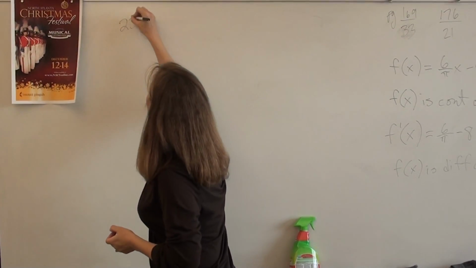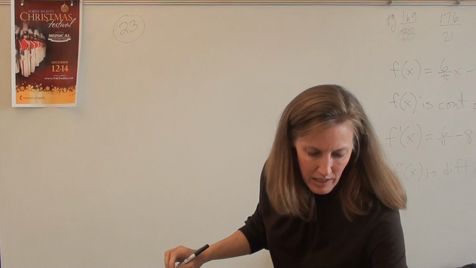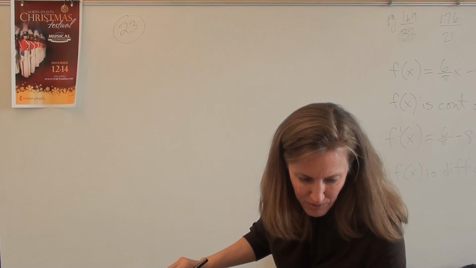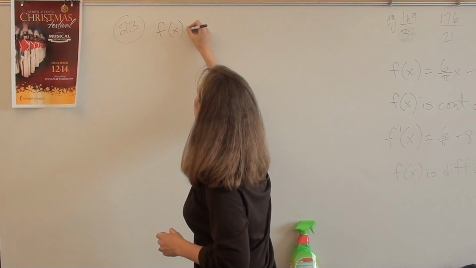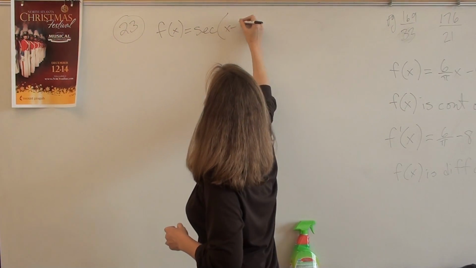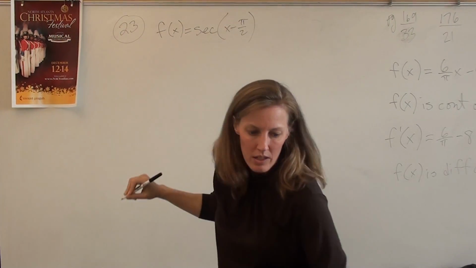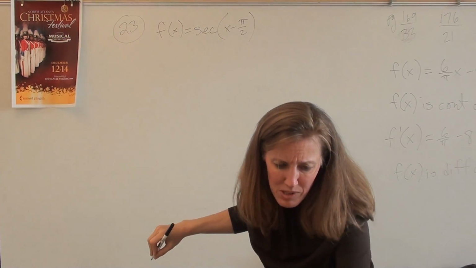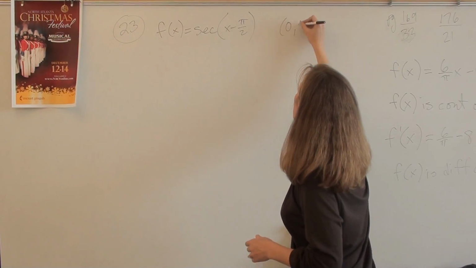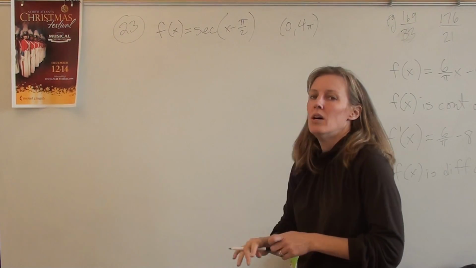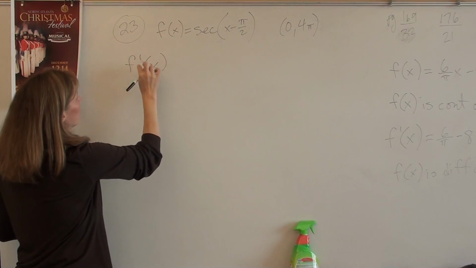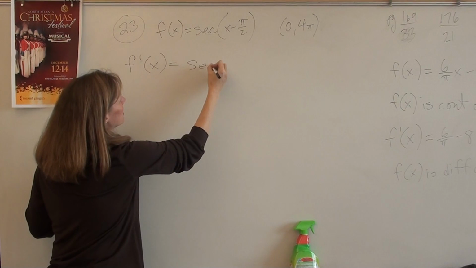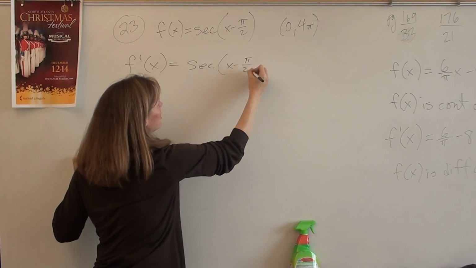Okay, so this is now section 3-4, number 23. We're finding concavity and points of inflection for f of x equals secant of x minus pi halves from 0 to 4 pi. That's a big interval. Okay, so we find f prime, which is of course secant of x minus pi halves times tangent.